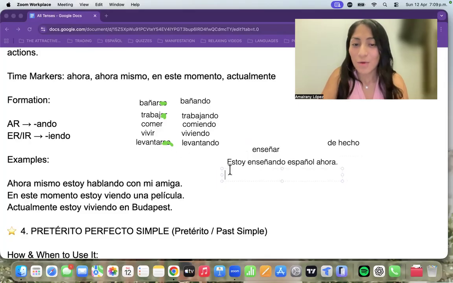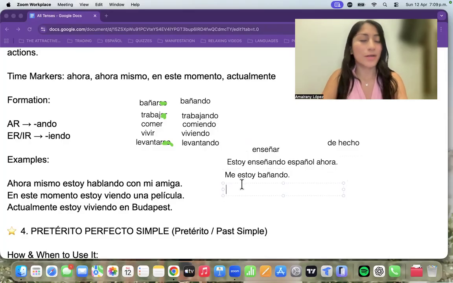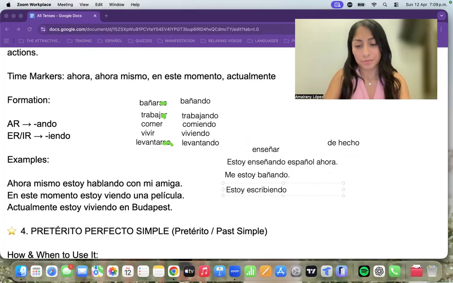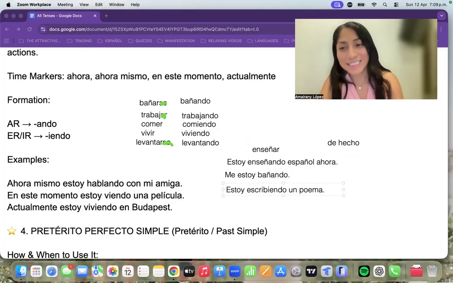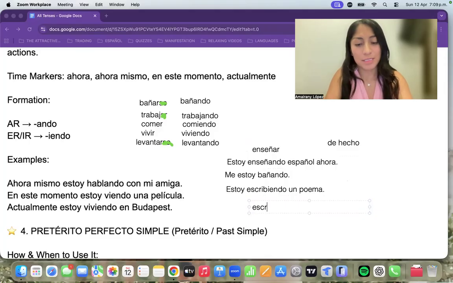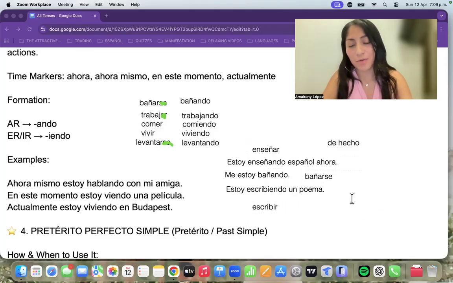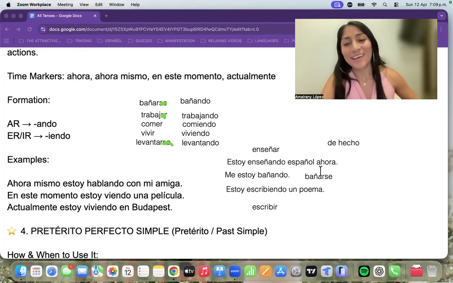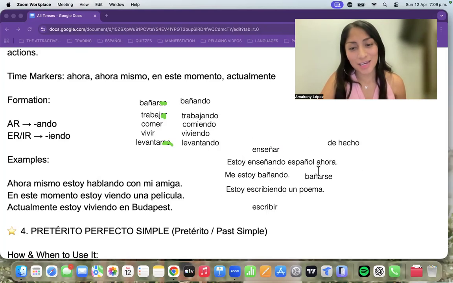I am taking a shower. Me estoy bañando. I am taking a shower. And what else? Estoy escribiendo un poema. I am writing a poem, which comes from escribir, which is to write, and bañarse right here, which is to take a shower, right? Or to bathe oneself. Okay, so we've got enseñar, bañarse, and escribir.